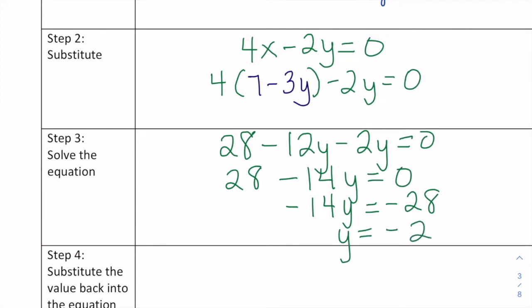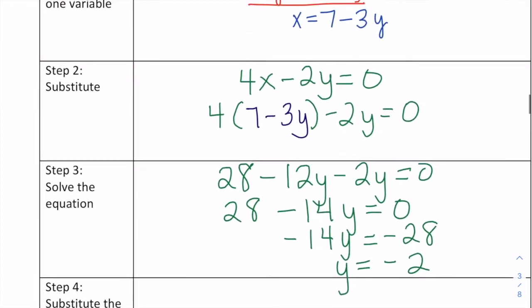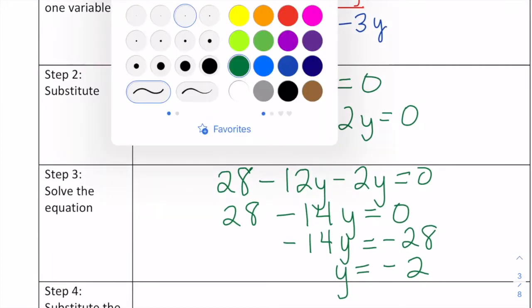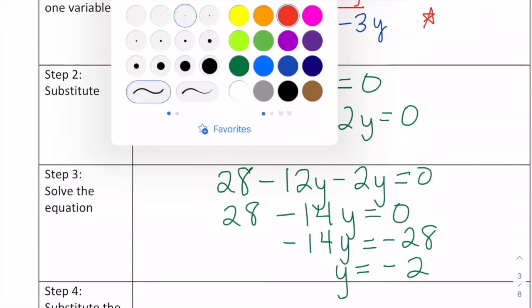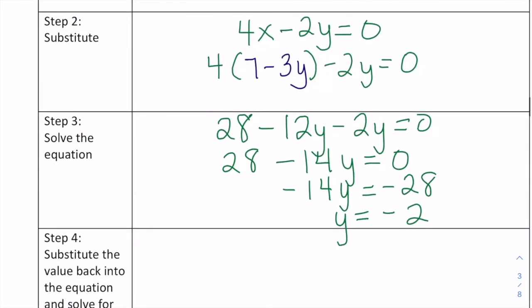Now we know that y equals negative 2, but we still need to make sure we find what x is. So remember, we have to plug it into this equation up here, right? Or it's the x equals 7 minus 3y.